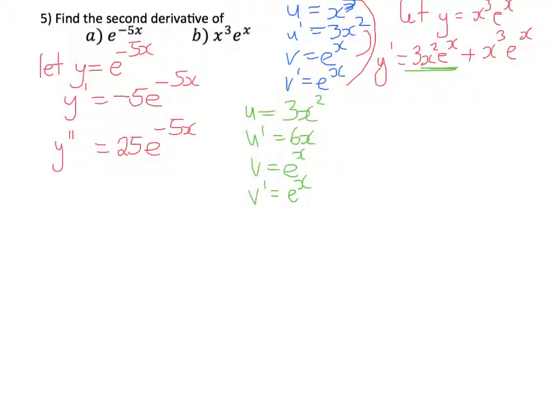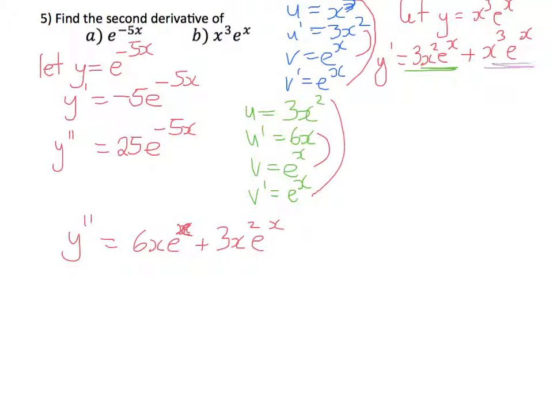So let's work out, I might start over this side, y double dash. So it's going to be insides 6x e to the x plus, is it not a nice x, outsides 3x squared e to the x, and now we have to differentiate the other term.